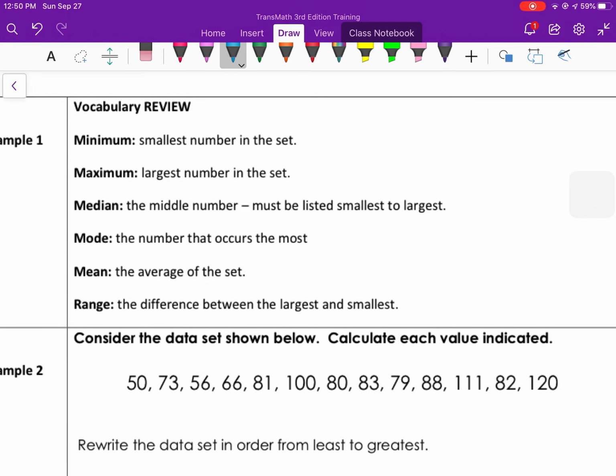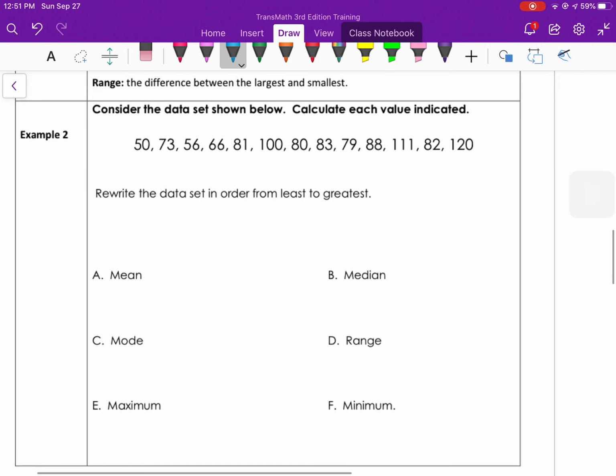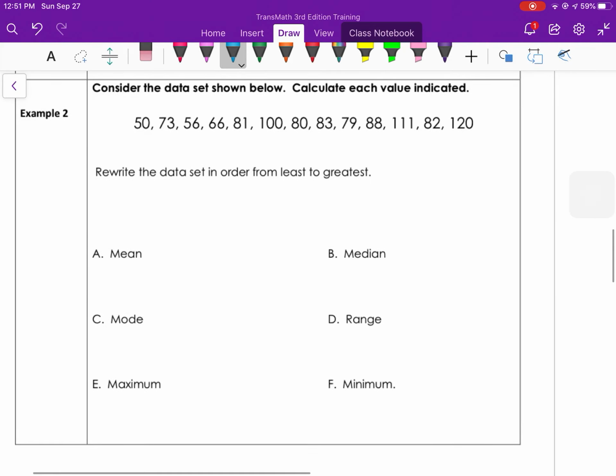All right, let's review our statistics. Remember that the minimum is the smallest number in the set. The maximum is the largest. The median is the middle number. Remember, you must have them listed from smallest to largest. Mode occurs the most often. Mean is the average of the set, and range is the difference between the largest and the smallest.